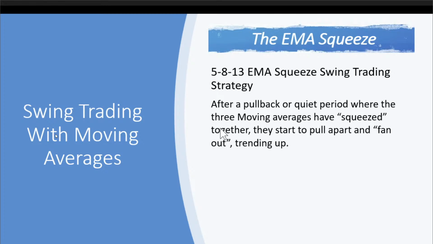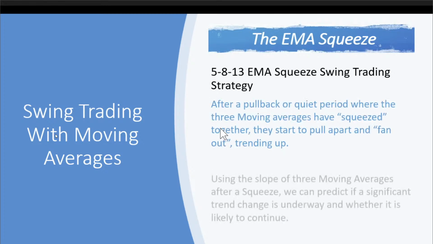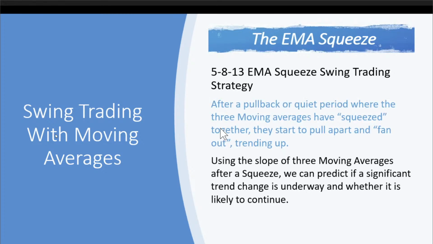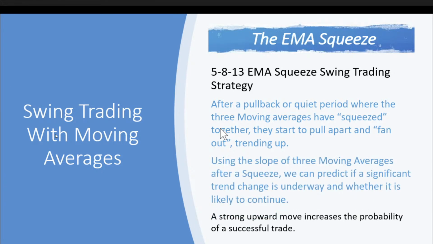After a pullback or quiet period where those 3 moving averages have squeezed together, they start to pull apart, fan out, and begin to trend up. That's what we look for. Using the slope of the 3 moving averages after a squeeze, we can predict if a significant trend change is underway and whether it is likely to continue. A strong upward move increases the probability of a successful trade. So, I'll add that you want volume to accompany that strong upward move.